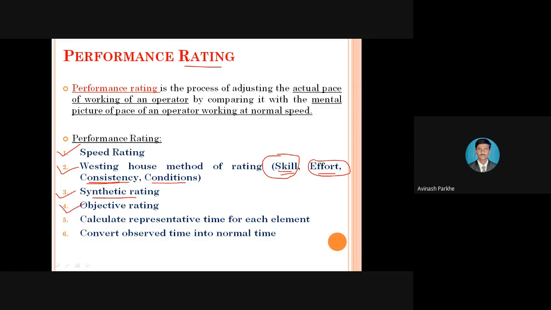Then the fourth method is called objective rating. What is meant by objective rating? The name itself suggests it. In this method, the operator's speed is rated against a single standard pace, which is independent of the job difficulties. So simply, objective rating is related to the speed rating against a single standard pace.